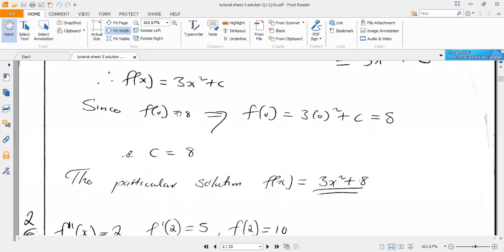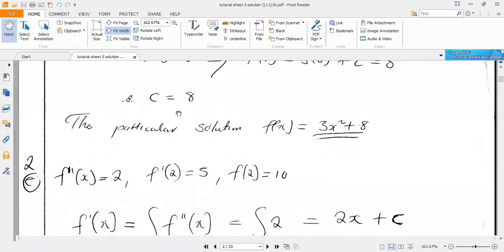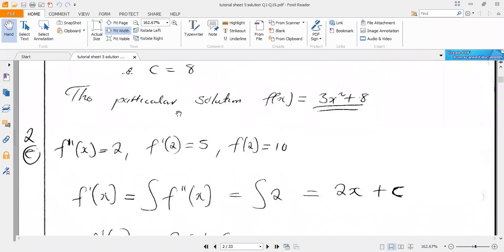Thank you. Okay. So the next one, I picked question 2E, which had f prime prime. So f prime prime, meaning this is like the d squared y over dx squared, meaning they differentiated twice. So this is telling us that after they differentiated twice, they got 2.